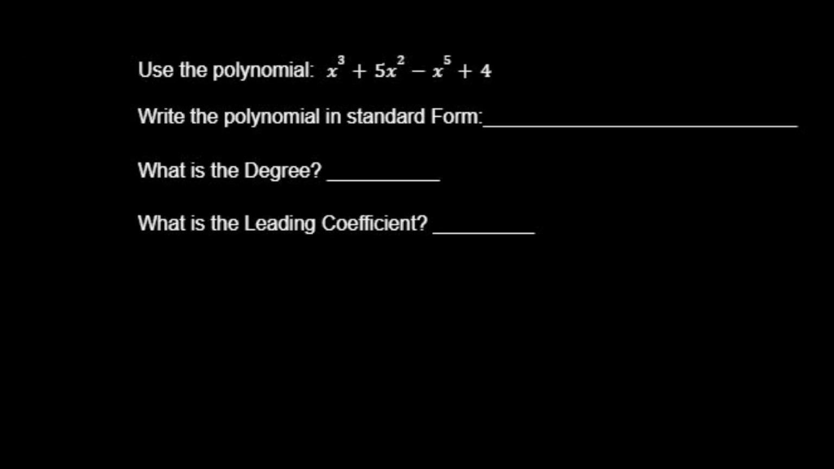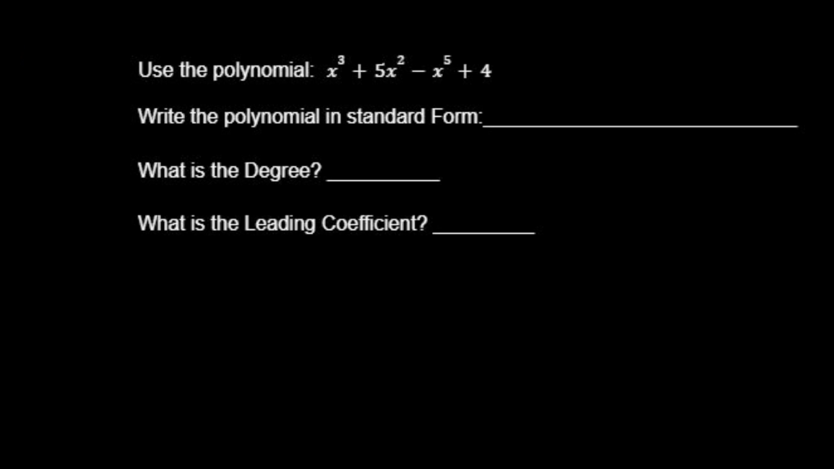Okay, in this example we're going to be looking at some basic vocabulary for polynomials. So we have the polynomial x cubed plus 5x squared minus x to the fifth plus 4. We're supposed to first write it in standard form. The standard form for a polynomial means that the highest exponent will come first, and then the exponents will be decreasing from left to right.